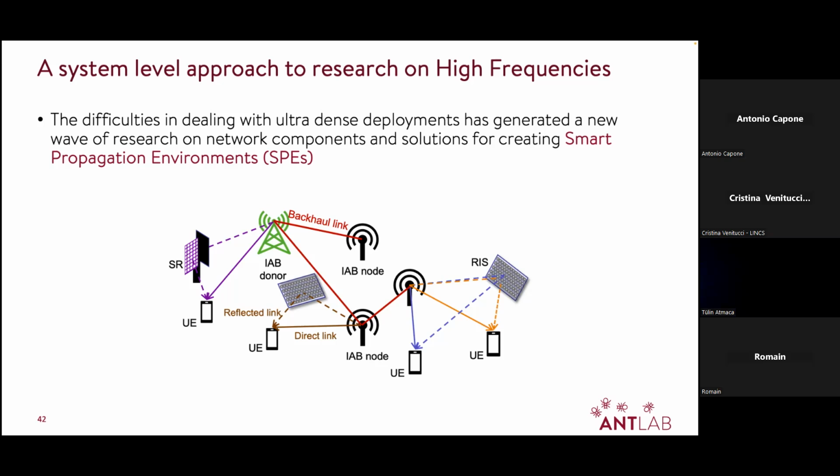What kind of elements can be added to the environment? One is this integrated access and backhauling nodes. Integrated access and backhauling are base stations that are actually simplified base stations that have a backhaul that is based on the same technology of the access, right? They cost less. They can be deployed more easily than full base stations because of the backhauling cost. This is one option. The other option is smart repeaters.